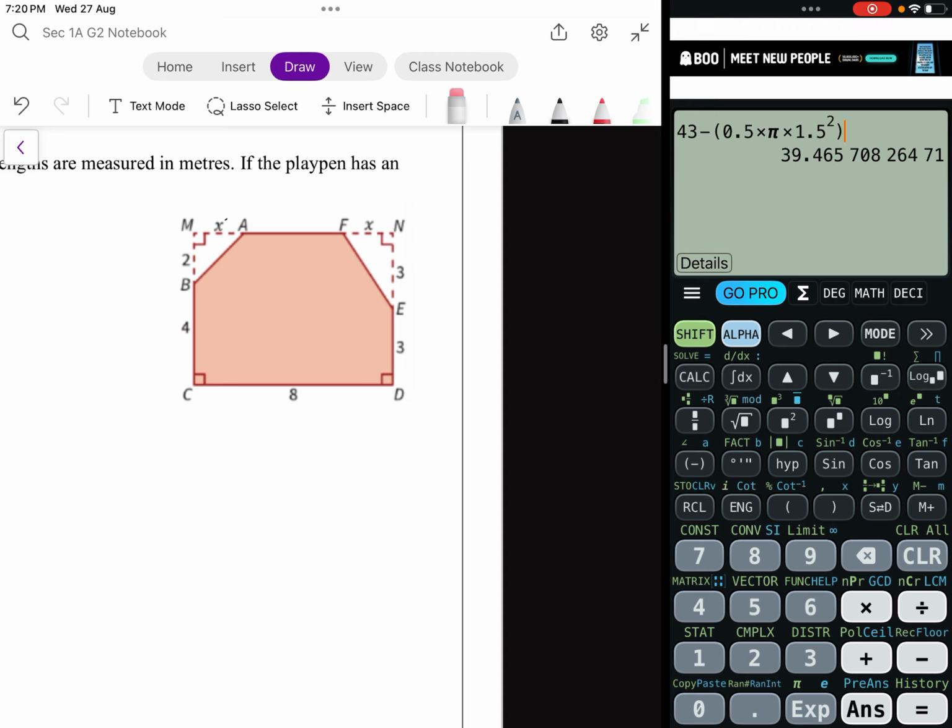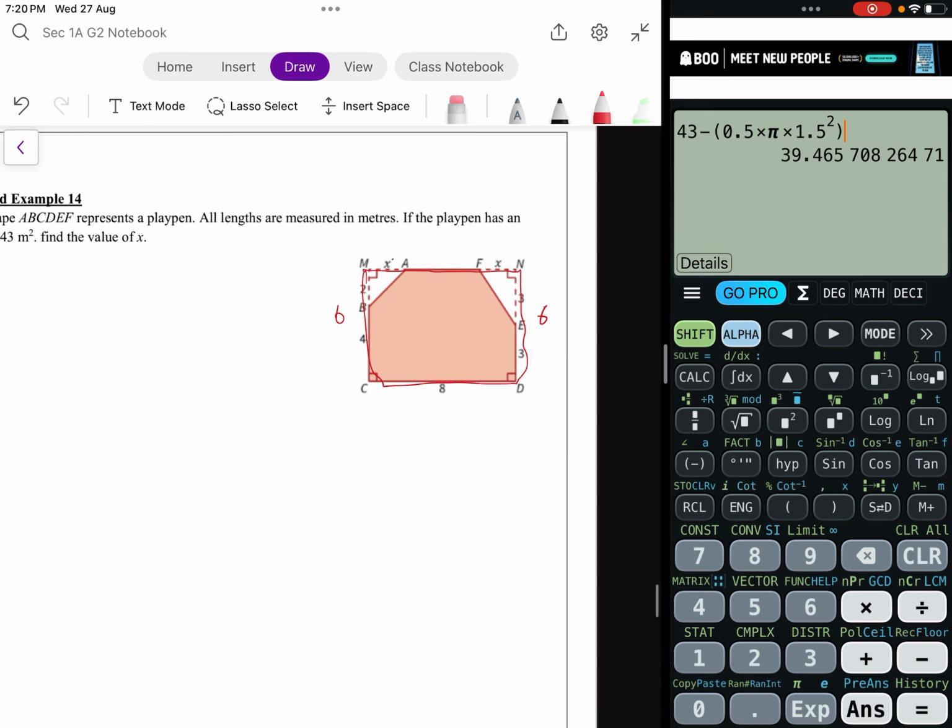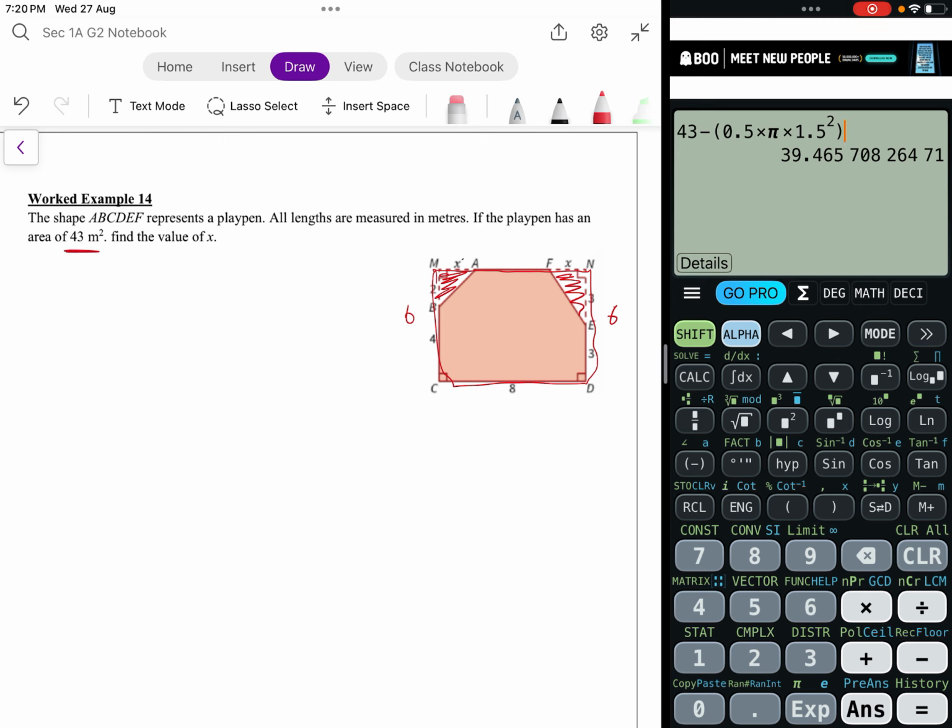I'm looking at this one. Okay, this is a whole rectangle. What is the base times height? This is 6, 8. So I'm going to take the area of the rectangle, minus away the area of this triangle, and minus away the area of this triangle, because we know that this area, the playpen, is 43 meters square. So area ABCDEF equals 43.